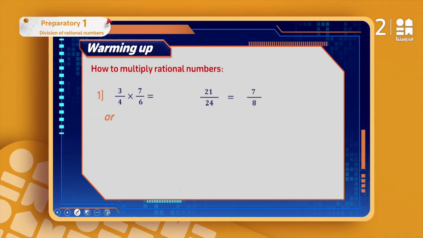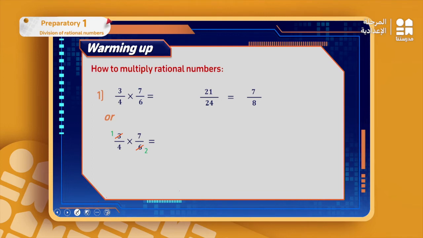Now we are gonna solve it another way, starting with simplifying first, and that is the better way. 3 over 4 times 7 over 6. I need you to focus on this problem and ask yourself which number we can divide by. Just think for 3 seconds. By looking, we can divide by 3 up and down. So 3 divided by 3 is 1, 6 divided by 3 is 2. Then multiply: 1 times 7 is 7, and 4 times 2 is 8.